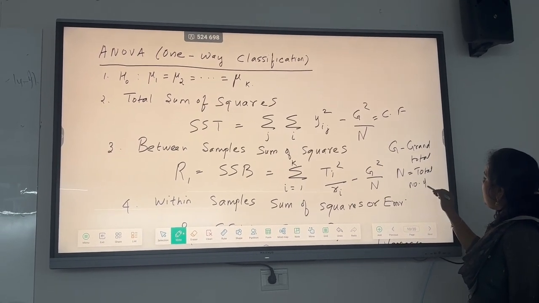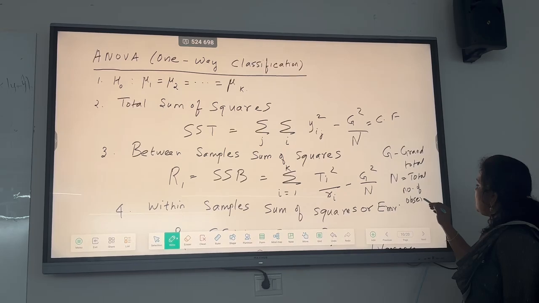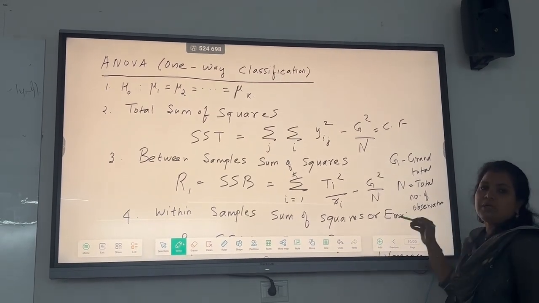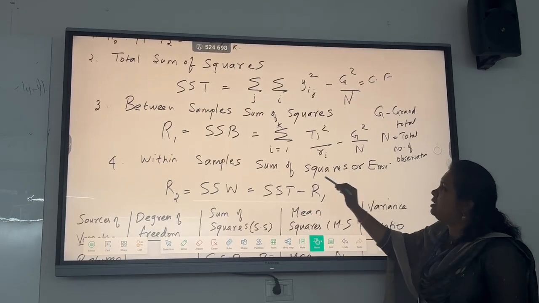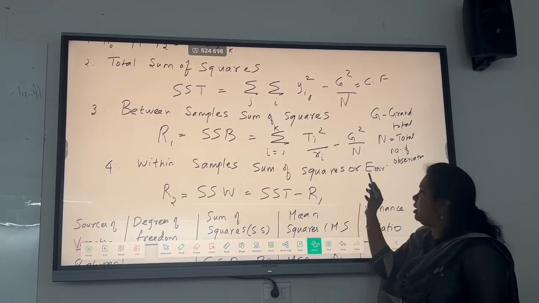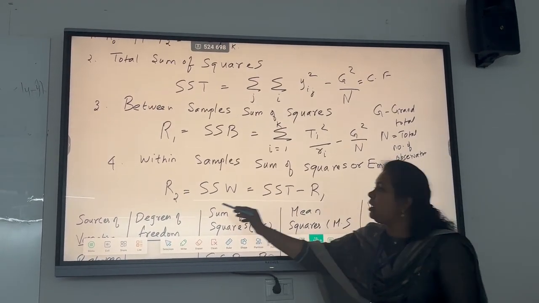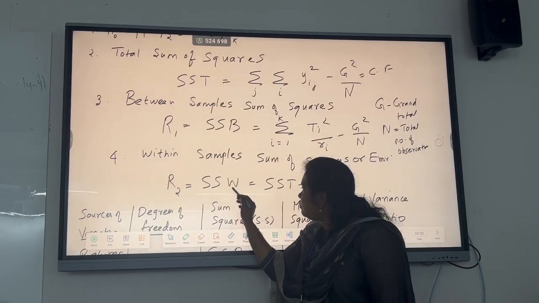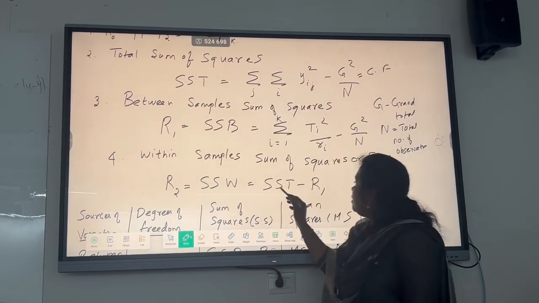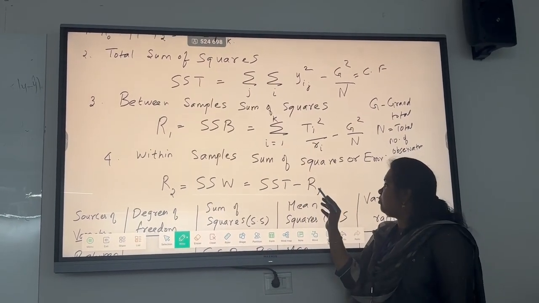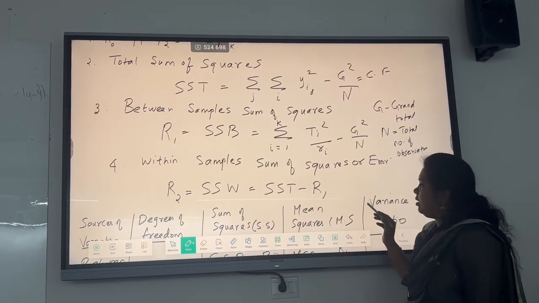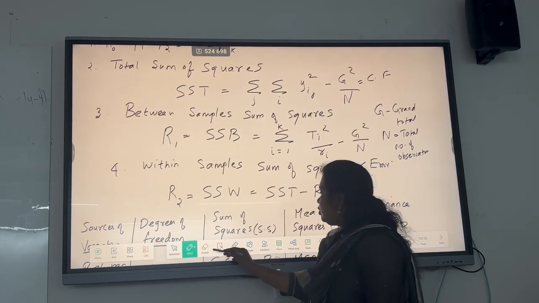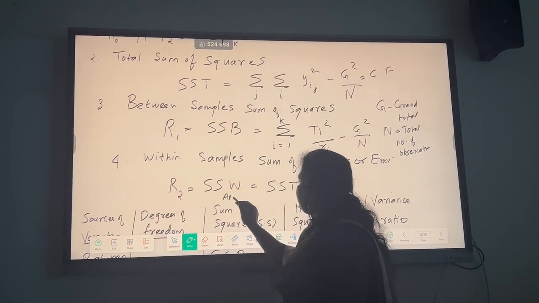How many terms are given in the question, that much you have to count and write down as capital K. Next is the within-sample sum of squares, or error, denoted by R2. That is SST minus R1, the total sum of squares minus R1. Based on this, next we are going to calculate the ANOVA table.